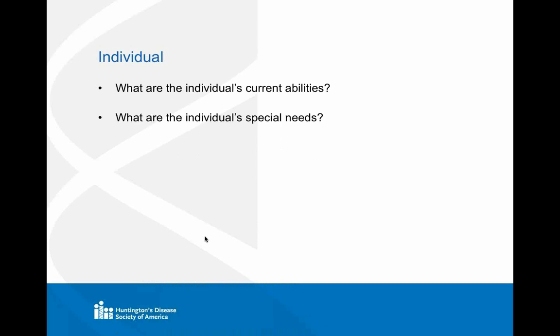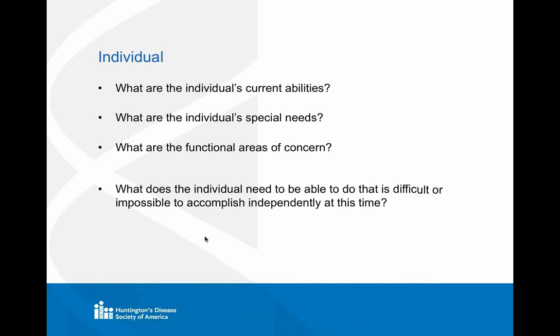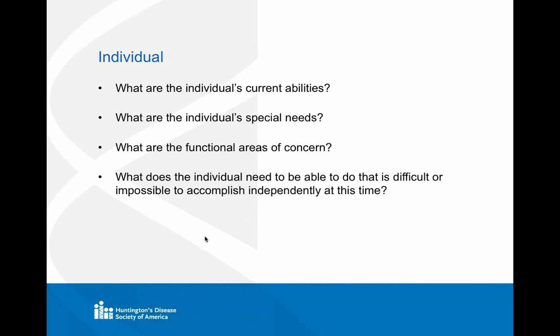So what does that mean, the IETT? We look at the individual first, and what are we going to say about that individual? Well, what are their current abilities? What can they already do? And then what are the needs that need to be met? And are there any functional areas of concern? And then what does this individual need to be able to do that's difficult or not possible to be accomplished independently? Current abilities could be what they can write with a pen, type with a keyboard, walk, control a wheelchair, complete crosswords. The special needs could be being visually impaired, hearing impaired, physically impaired.